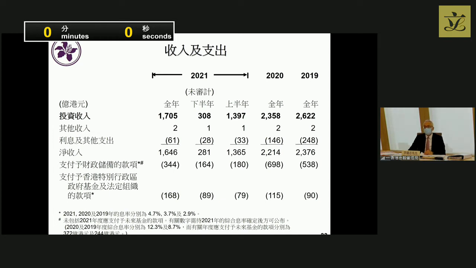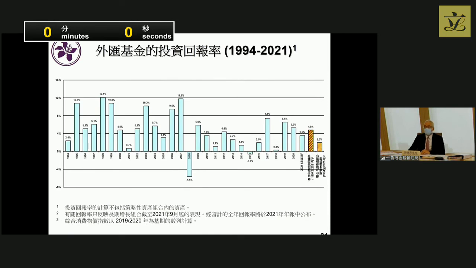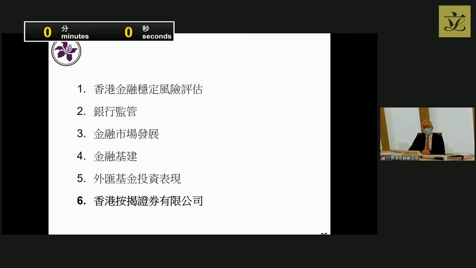Of the $34.4 billion, this is what we're able to provide to the Financial Secretary's office, our fee payment to the Fiscal Reserve. Well, this is the investment return over the years. We always manage to beat inflation.